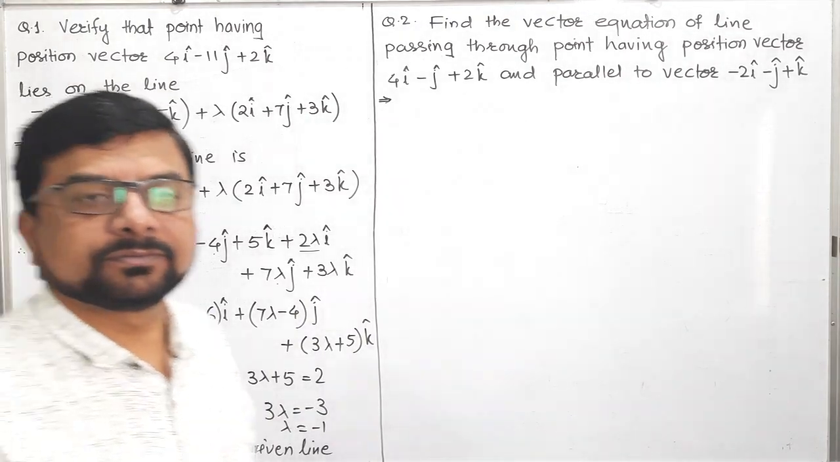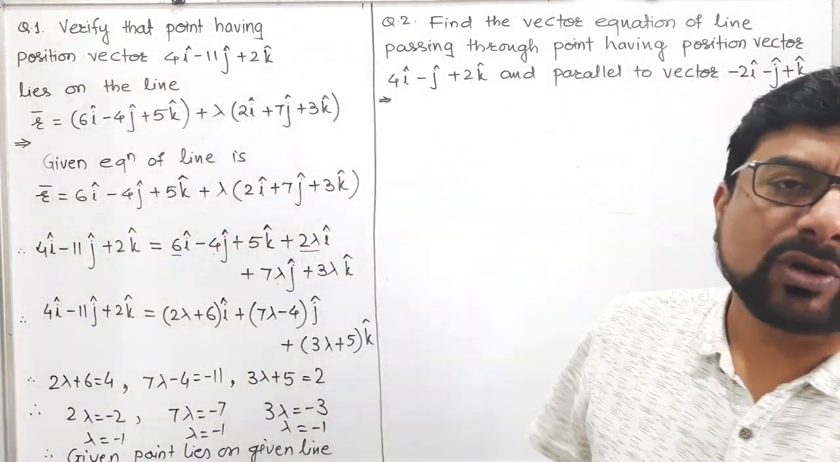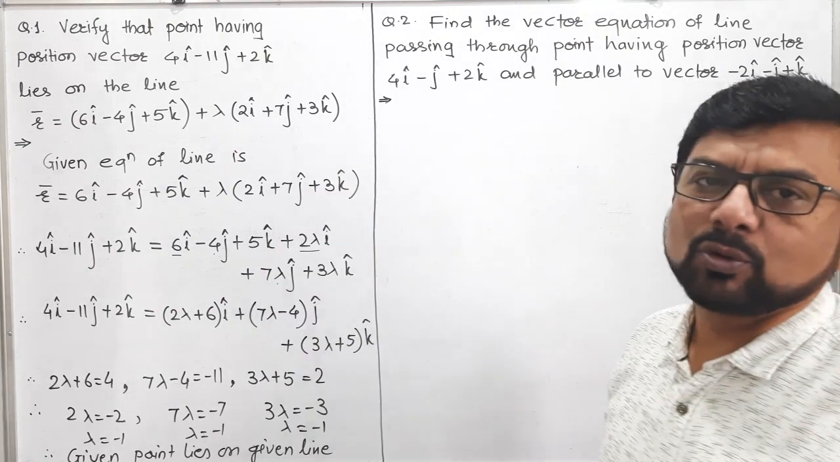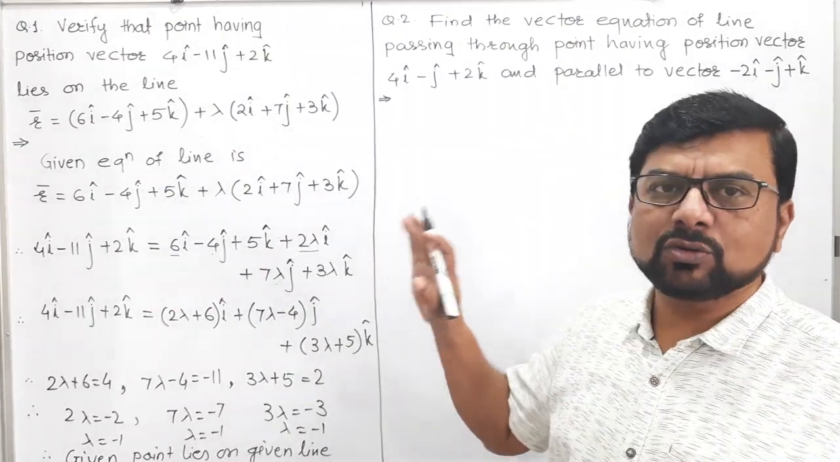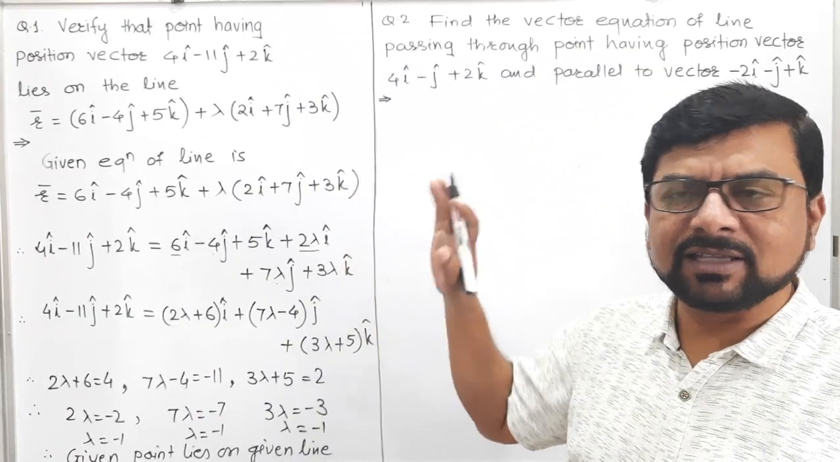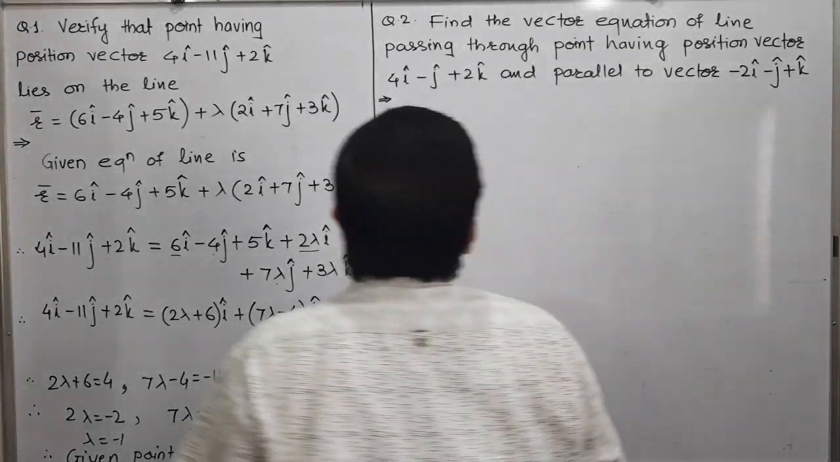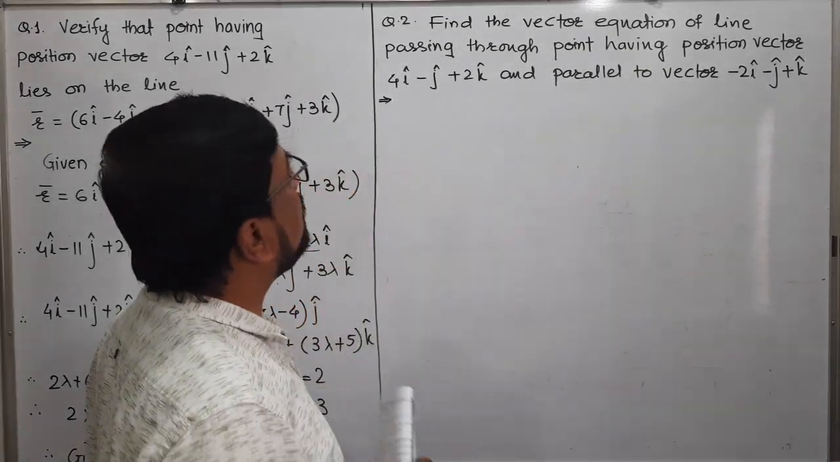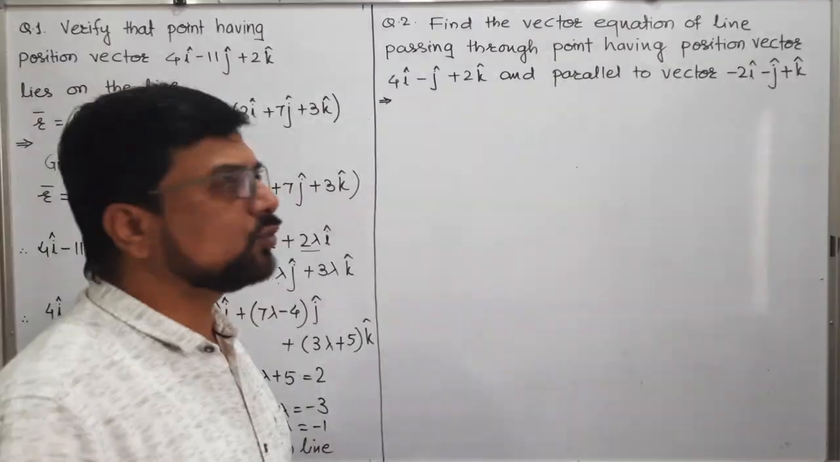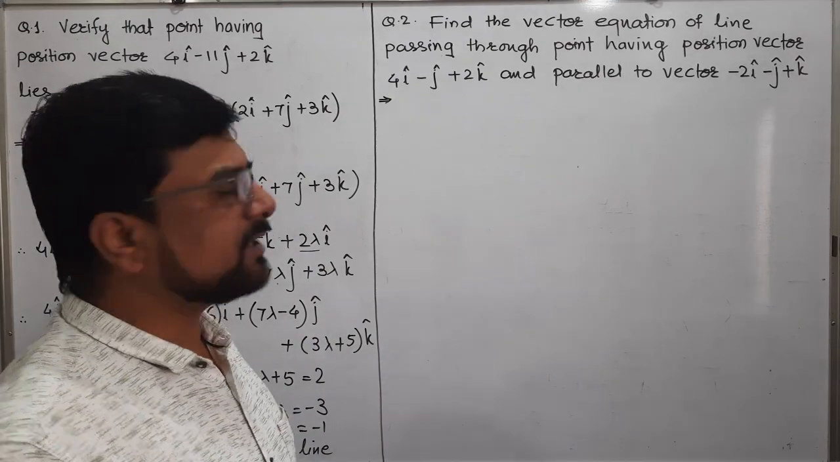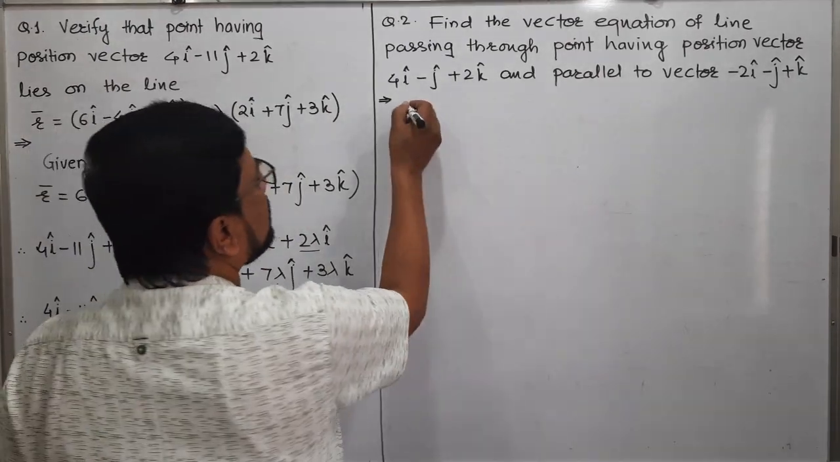Got it? जब भी हमें कोई पॉइंट किसी लाइन पे है ये प्रूव करना है तो क्या करना है, वो पॉइंट उस लाइन के इक्वेशन को सेटिस्फाई करता है ये दिखाना है. नेक्स्ट, find the vector equation of line passing through the point having position vector 4i cap minus j cap plus 2k cap and parallel to the vector. Now this is very easy.